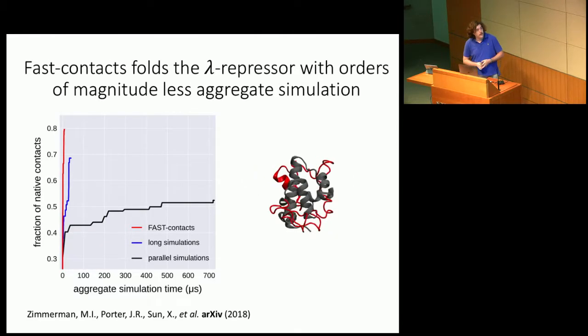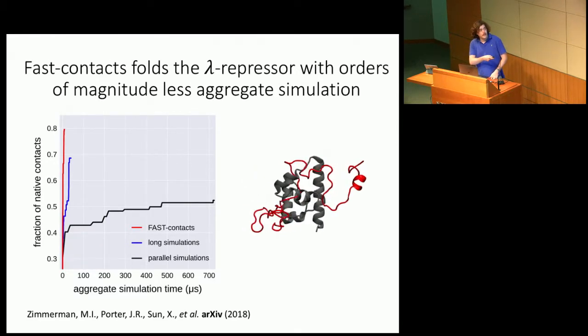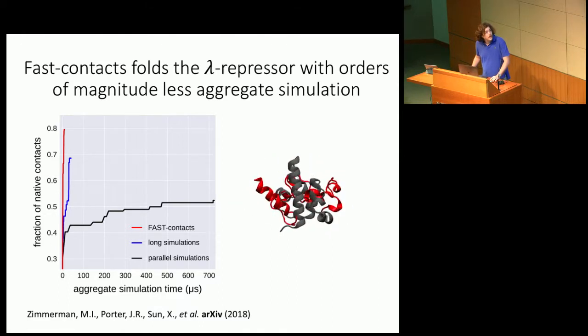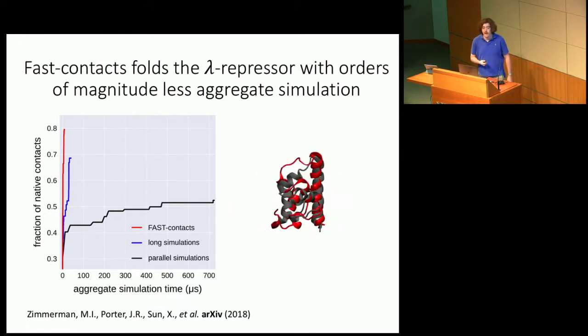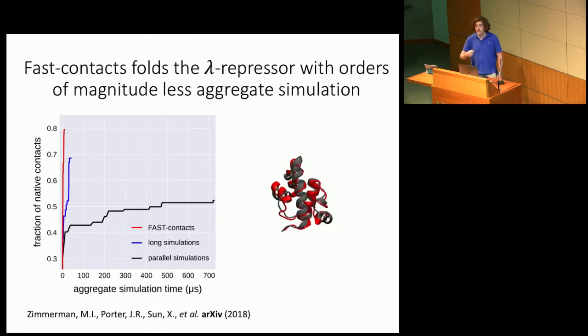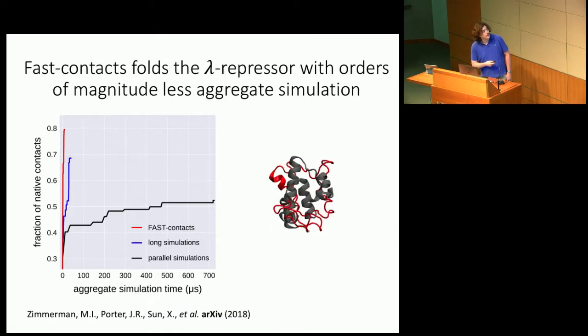So we decided to try to simulate the folding of the lambda repressor protein. We ran a lot of parallel simulations, long simulations, and FAST contacts, where our structural metric is the fraction of native contacts present in the crystal structure of this lambda repressor.